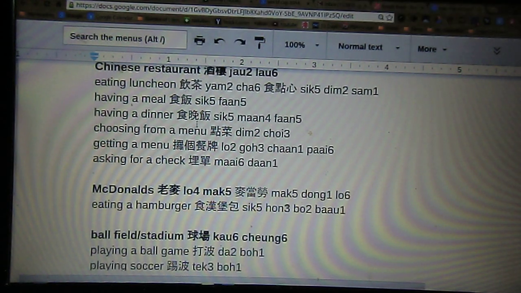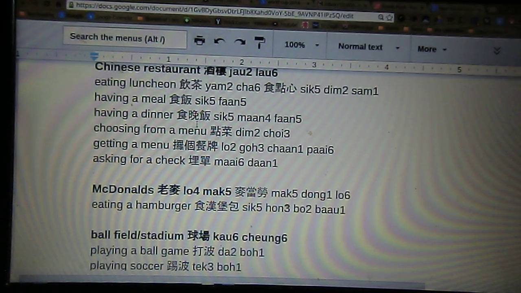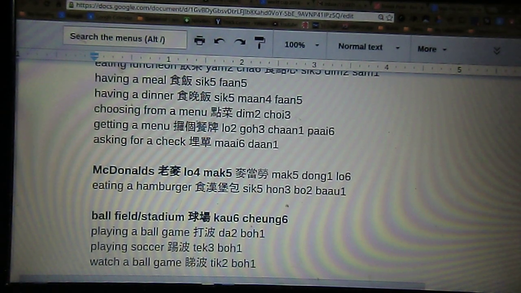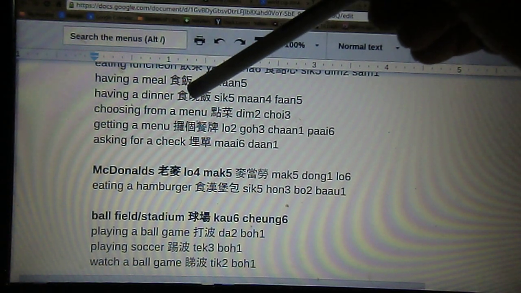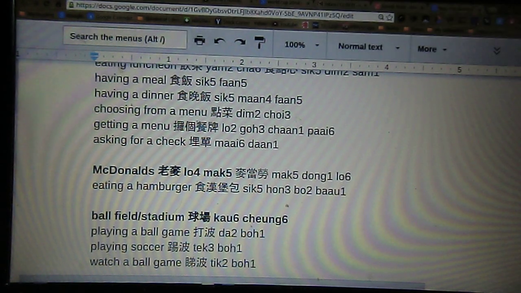Well, but then eat rice does not mean just eating rice. It normally means eating a meal, having a meal. Eat rice means having a meal. And then 食晚餐, have a dinner. 晚 is night, eat night meal is 食晚餐, which means have a dinner.